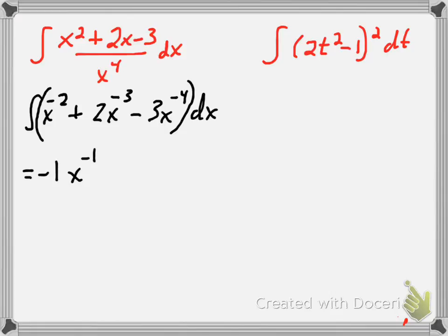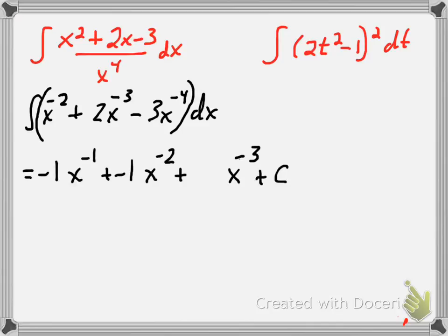So divide by negative 1, you get negative 1. Raise by 1, divide by that power. So if you're dividing by negative 2, 2 divided by negative 2 is negative 1. Raise by 1, divide by that power. Negative 3 divided by negative 3 is 1. So we had our constant of integration.